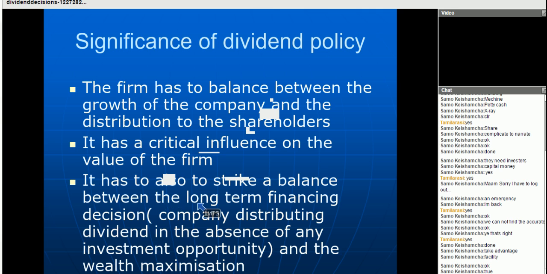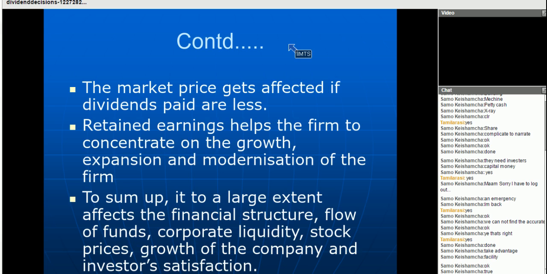It also has to strike a balance between the long-term financing decisions and wealth maximization. That you have understood already, wealth maximization and profit maximization. So the market price gets affected if the dividends paid are less. Retained earnings help the firm to concentrate on the growth, expansion and modernization of the firm. That is why retained earnings are very important.